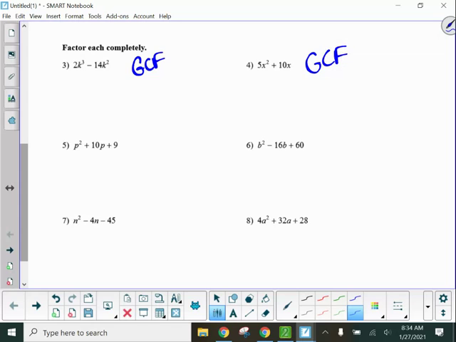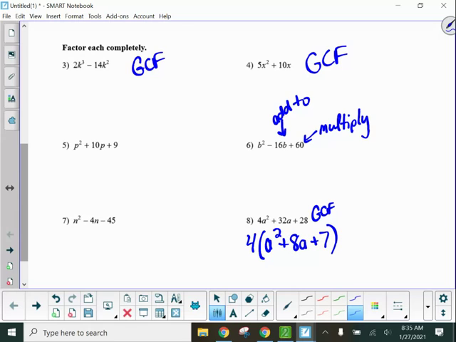And then when you get down to 5, 6, and 7, those all have 1s as the coefficient out in front. So you're finding factors of the last term that would add to make the middle term. So like for example, for number 6, you're finding 2 things that multiply to positive 60 and add to negative 16. Number 8 doesn't start with a 1. However, if you check for greatest common factor first, you can see that we can divide everything by 4. That gives us a squared plus 8a plus 7. And then what's on the inside is going to be exactly like questions 5, 6, and 7.